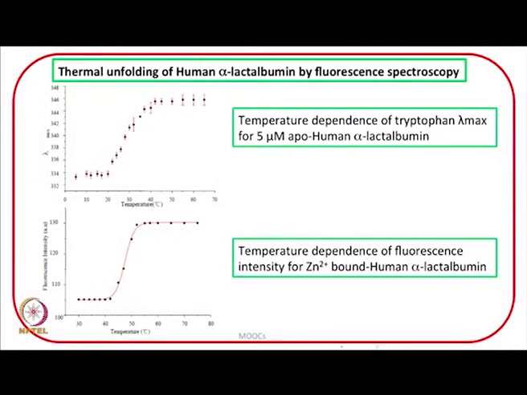This slide shows thermal unfolding of human alpha-lactalbumin by fluorescence spectroscopy. So when one studies the thermal unfolding by fluorescence spectroscopy, you usually choose a certain wavelength at which you will see the intensity changes, or you will take the whole emission spectra by selectively exciting the tryptophan residues over a range of temperature.